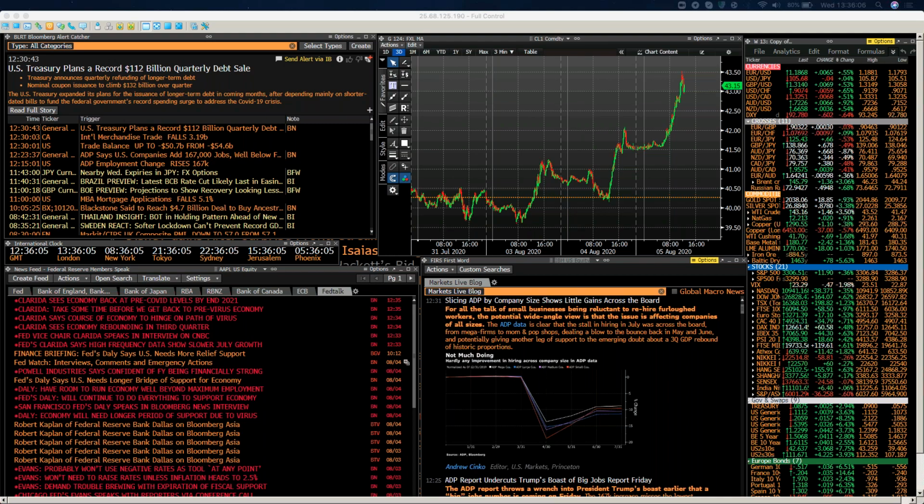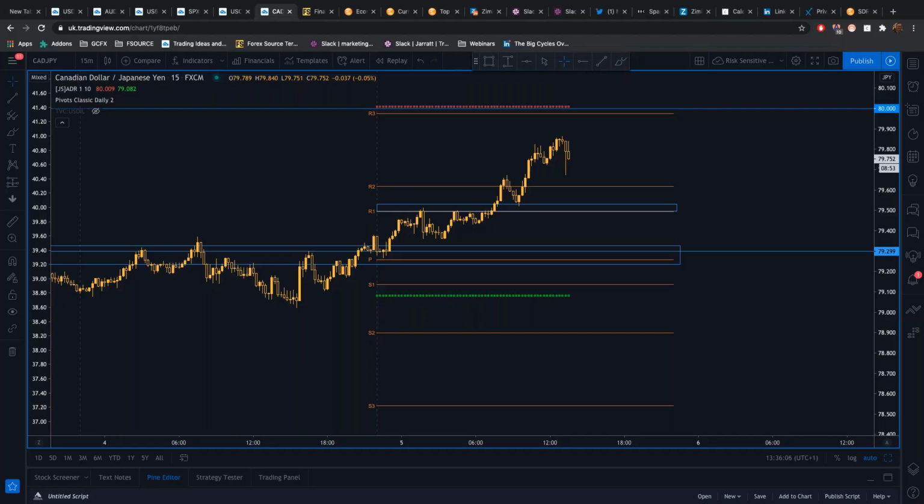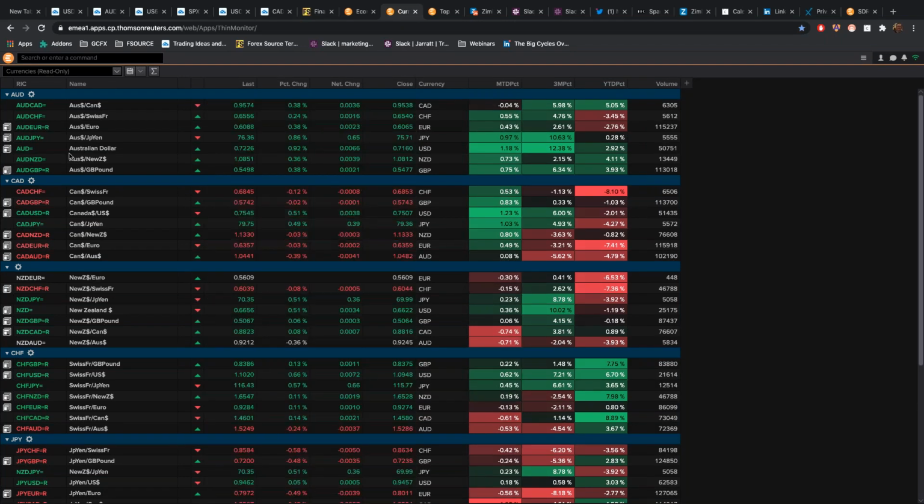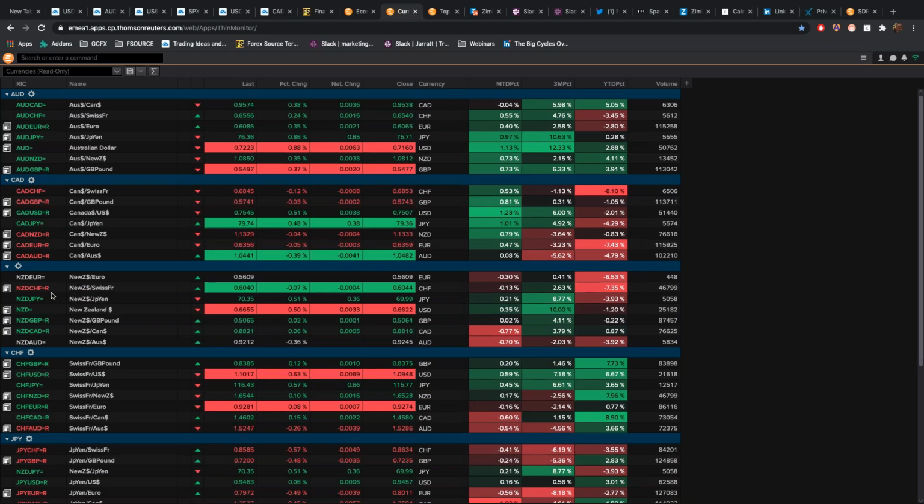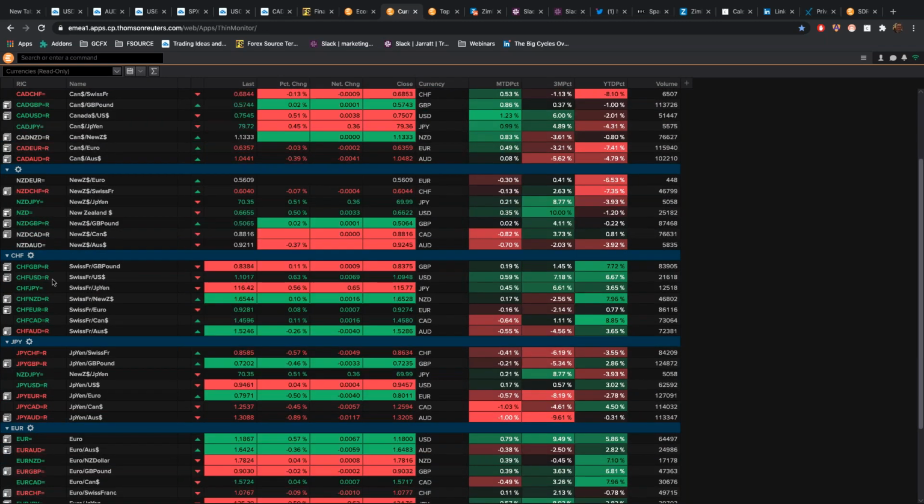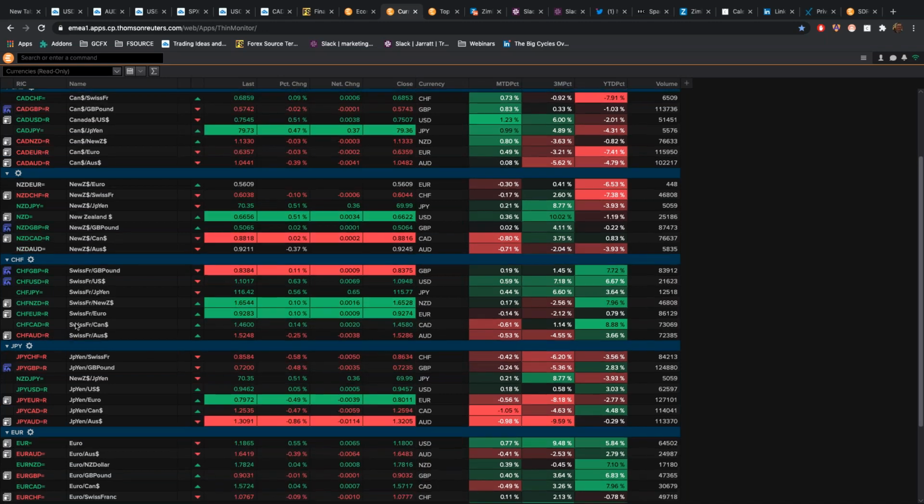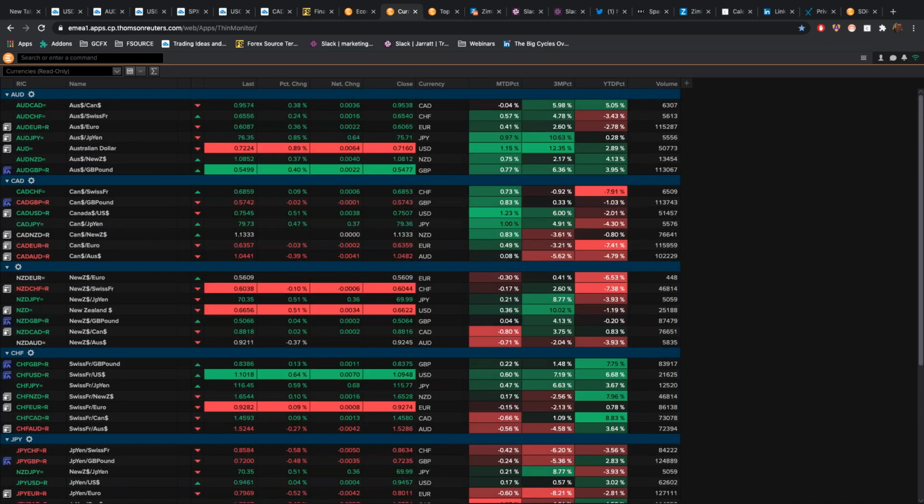Now, if we go back to our other screen, we can have a look at the currency space. And we can see that we are seeing very clear risk on moves in the currency. We have broad strength in the commodity currencies, Aussie, CAD, New Zealand dollar. And we have seen a little bit of strength in the Swiss franc, but we are seeing continued weakness in the Japanese yen. So pretty classical risk on moves.